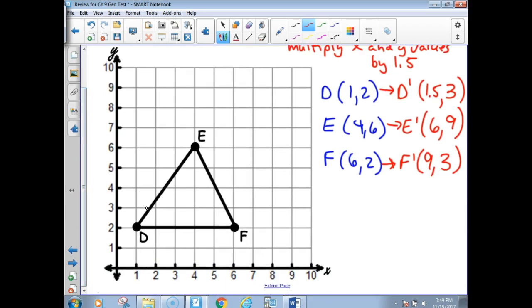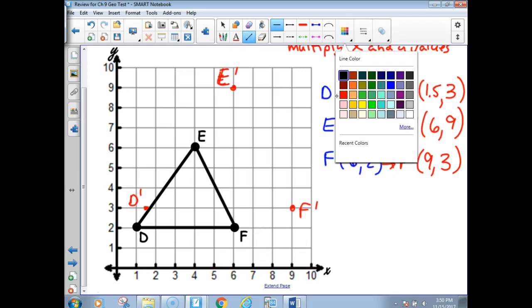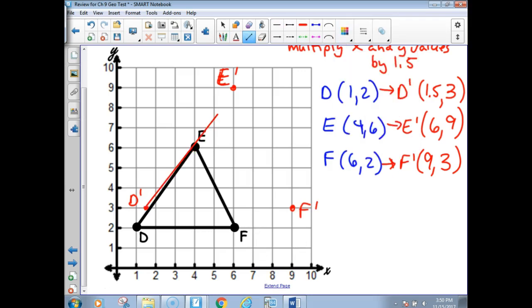1.5, 3. It's going to be right there. Did you already have these done? Yeah. And 6, 9, E prime. Ooh, what a weird E. Okay, and F is at 9, 3. That's F prime. Connect them to make the triangle. All right, that's the dilation of that figure by 1.5.